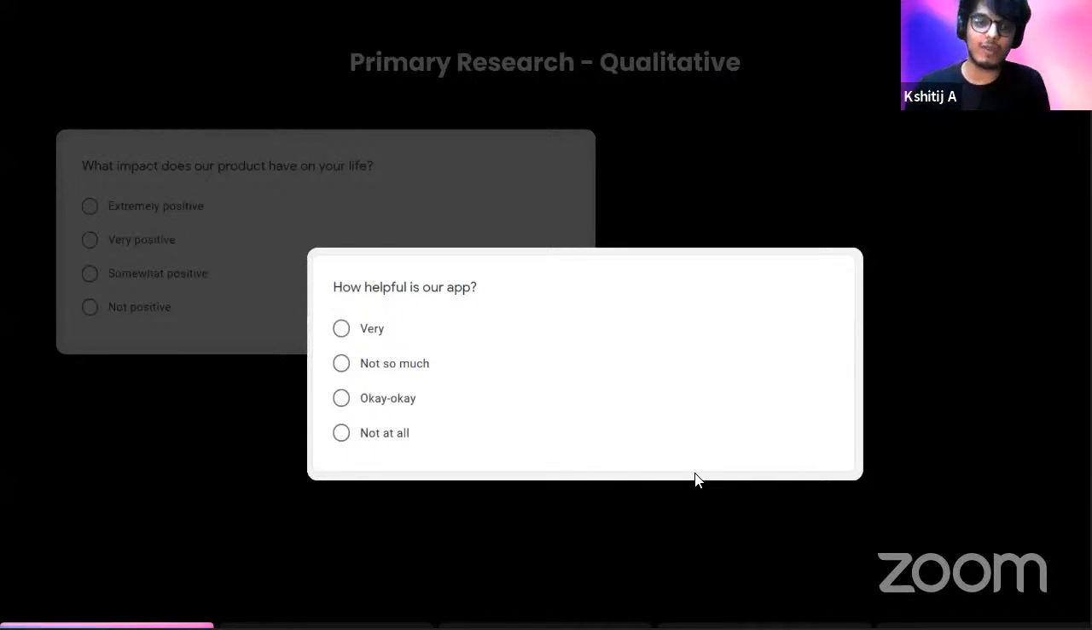But this time the problem is in the question, because in the question alone, I've already emphasized that our app is helpful. Like I'm already asking how helpful is our app. I'm not asking how beneficial was it, or asking you to rate the app. I'm just asking how helpful. And by just adding that term helpful, I'm already assuming that the app is helpful to everyone. So that's a leading question again.